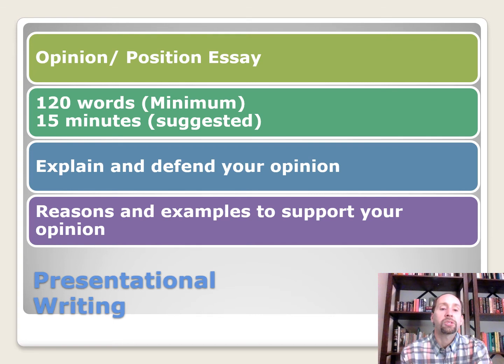Okay, up next then is the presentational writing. It's going to be an opinion or a position essay. This one, we need to have at least 120 words in Spanish, and this one is also going to take us about 15 minutes to complete. They're going to give us a theme, and it might be something like explain why it's important that we protect the environment. So we need to explain and defend our opinion, and then we need to think of some reasons and examples to support our opinion. So that's the presentational writing section.